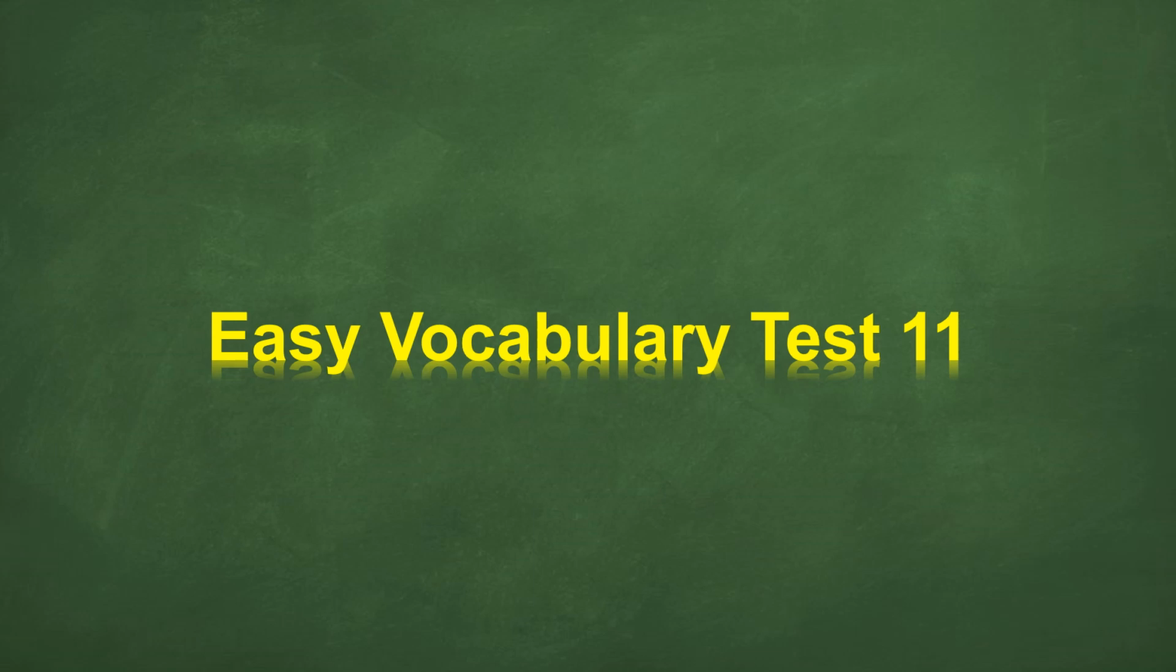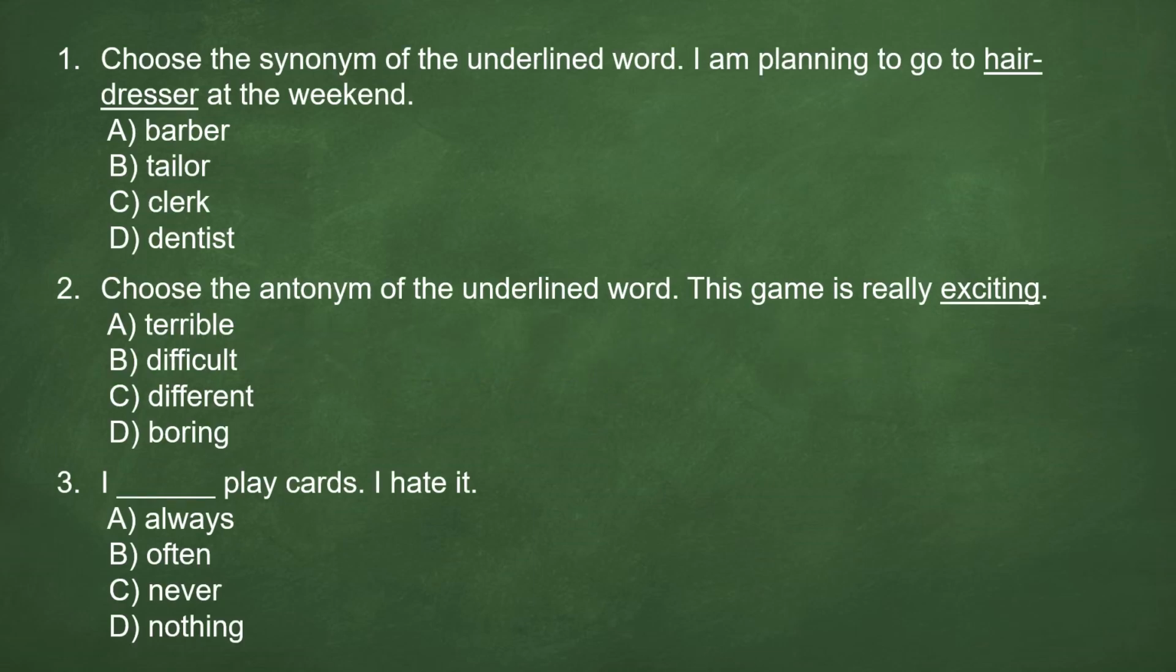Today we are going to study English through an easy vocabulary test. Number one, choose the synonym of the underlined word. I am planning to go to the hairdresser at the weekend. A. Barber, B. Tailor, C. Clerk, D. Dentist. Answer: A. Barber. Barber is the synonym of hairdresser.